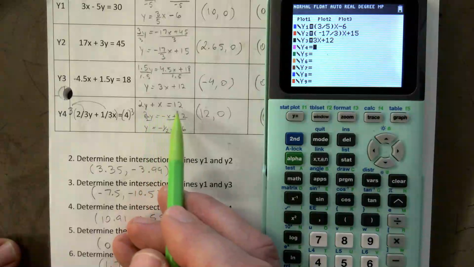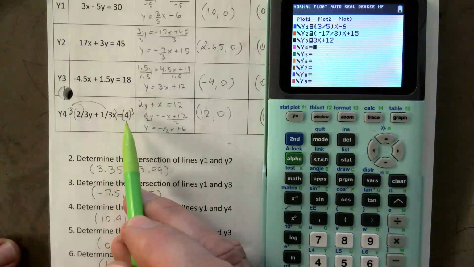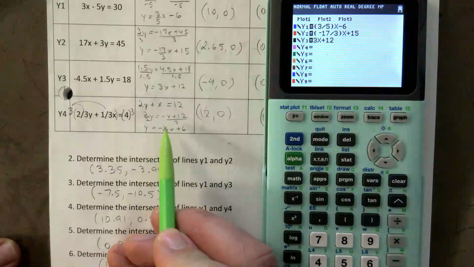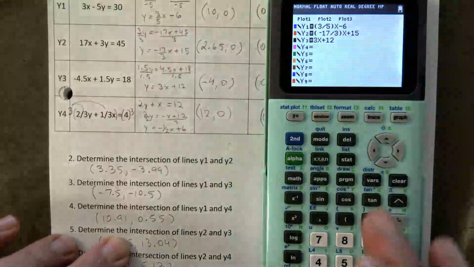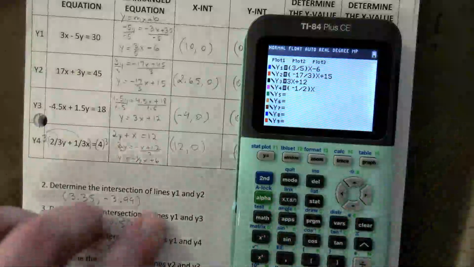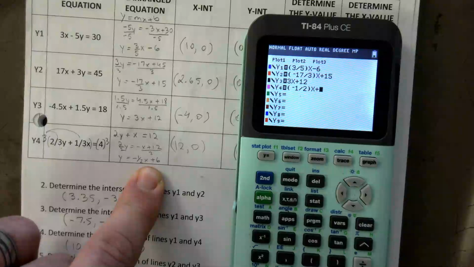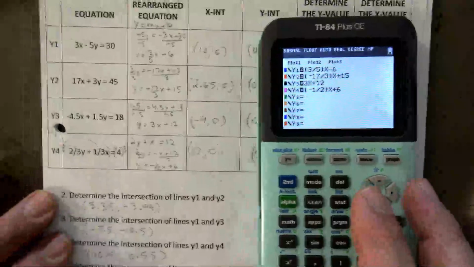Anyways, then you end up with this clean version because all the thirds have been canceled on the left side, and the 3 times 4 yields a 12. You bring stuff over, do whatever you need to do, you end up with this equation here. That's the one I'm going to enter. So I'm going to go -1 divided by 2x. It's okay to go -0.5 there, plus 6, okay? So those are my 4. I do all 4 at the same time.